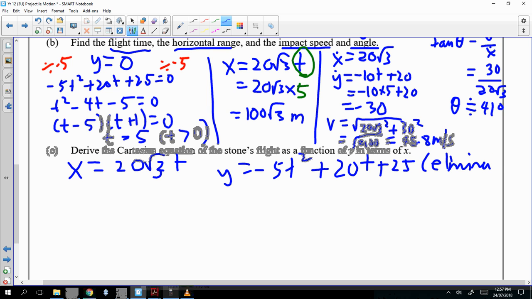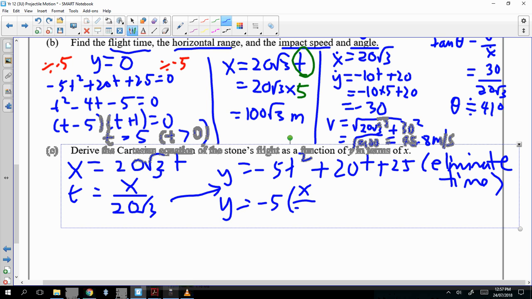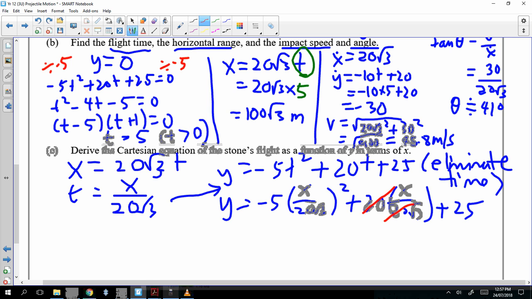Like that. And then we're going to do calculations. So the 20 gets cancelled. So you end up getting 400 times 3, 1,200, right? 400 times 3. Yeah. And then you're going to divide by 5. So you get 240. So it'll be negative x squared over 240 plus x over root 3, plus 25. So that's called the Cartesian equation.